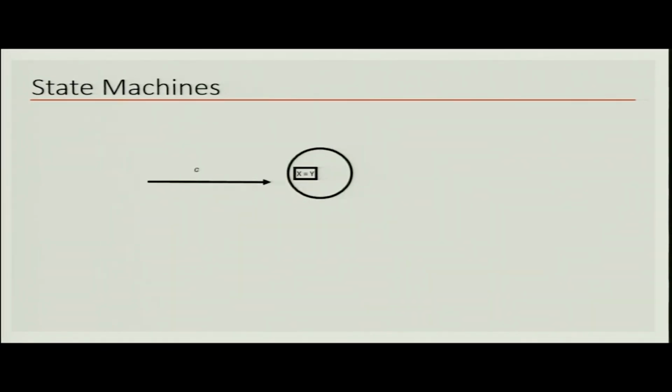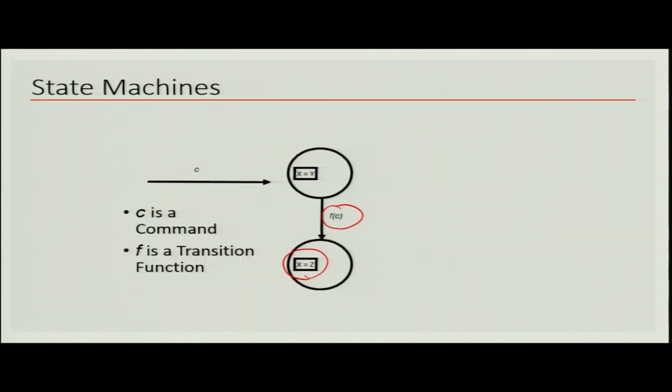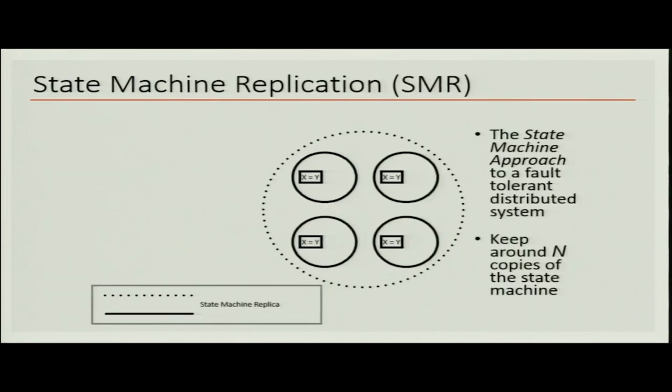So, let us say I have a state machine and I have a client, and the client sends some command, right, and that command will lead to a state change, right. For example, if this command is basically saying set the value of x to a new value z, then a state change will occur because now the value of x has changed from y to z. So, it is a new state. So, f is a transition function, it does not matter what you call it.